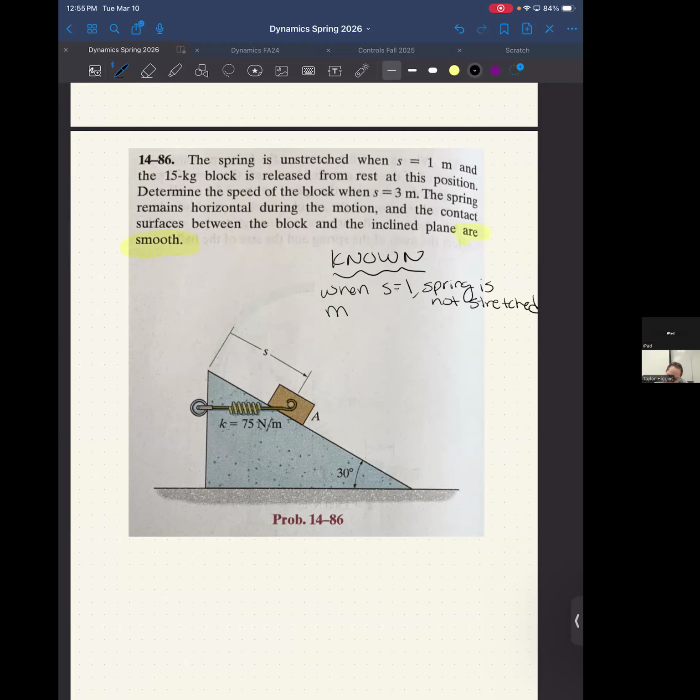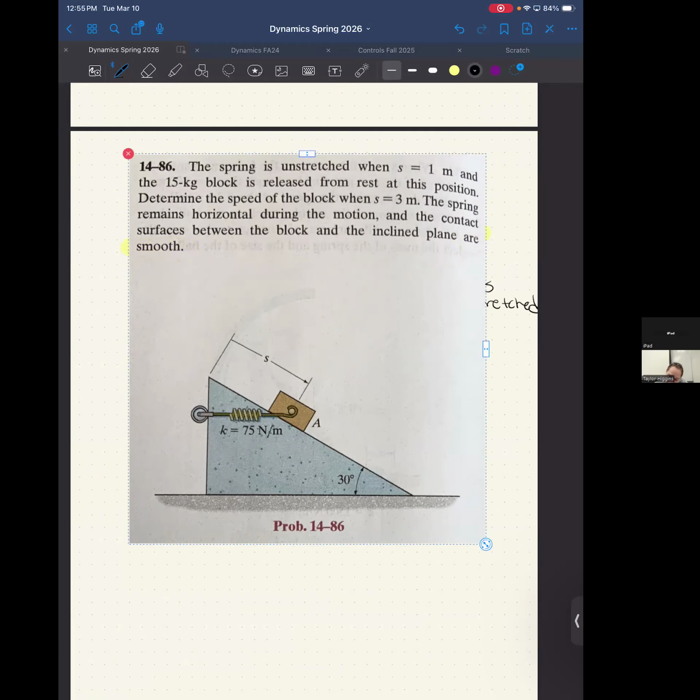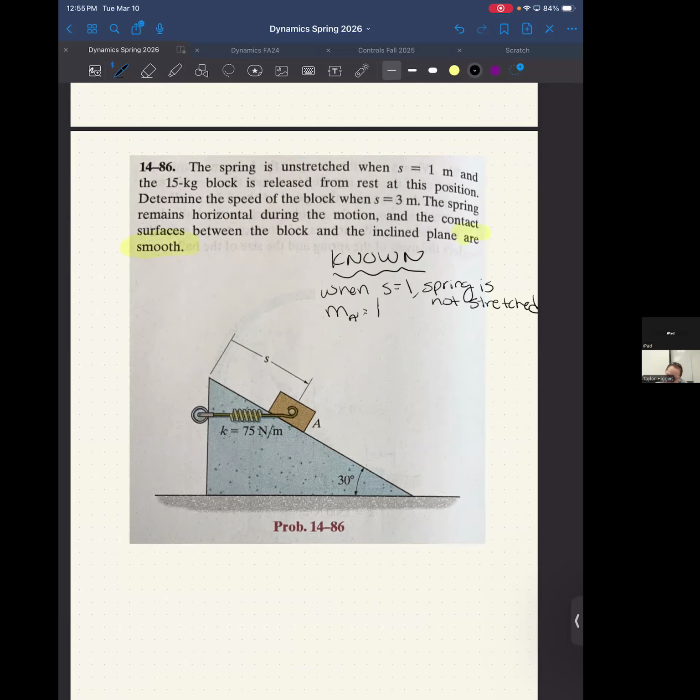The mass of block A is 15 kilograms. The initial velocity of A is 0. Why is it 0? What words say that? Released from rest. Yep, released from rest says initial velocity is 0.